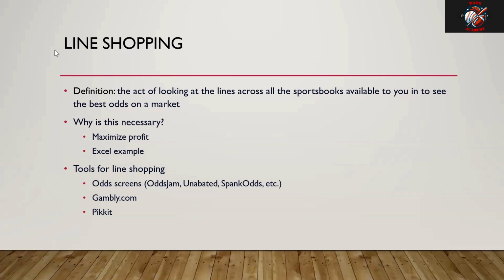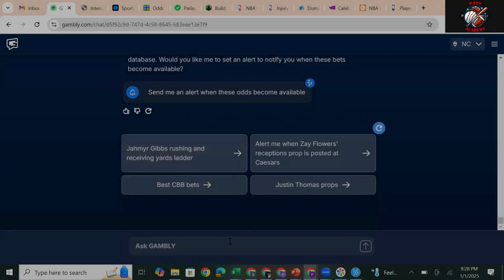Another great tool, which is free, is Gambly.com. Gambly does not show you all the options at once like an odds screen would, but you can use it to compare odds for a certain bet that you would be considering. I'll also show you an example for that.